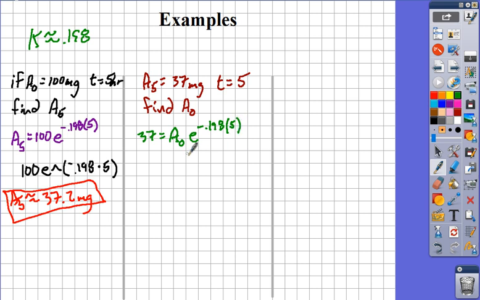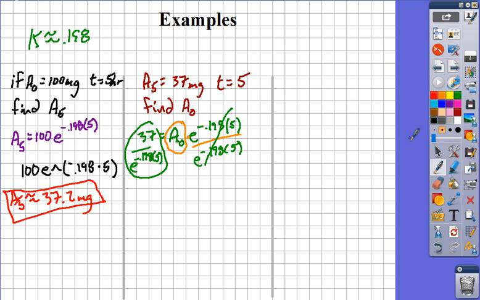And so how are we going to solve this? Well, what we're looking for is this value. All of this is what's connected to it by multiplication right there. So let's divide that out. So let's divide both sides by e to the negative 0.198 times 5 power. Now again, that cancels, and we get this for our answer.